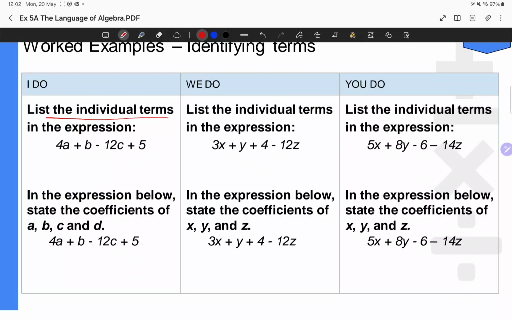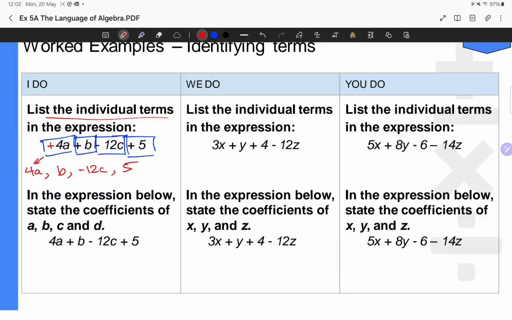Okay, what are the different signs? So on this we can break it up like this. Actually, this is one term, that's one term, that's one term, and that's one term right there. So it's basically the different parts. So it's saying 4a is a term, b is a term. Here we have negative, okay? So negative 12c is a term, and then 5 is a term as well.